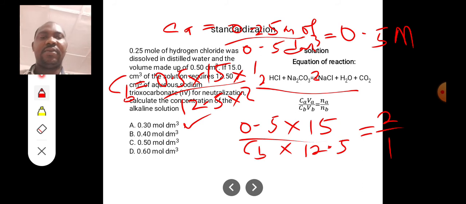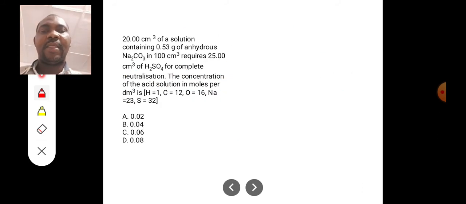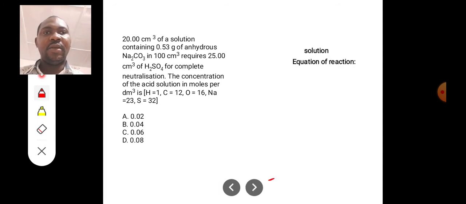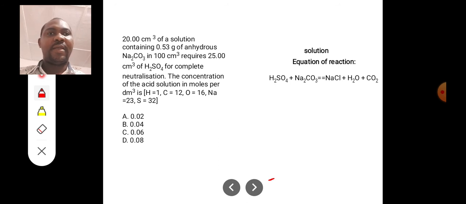This is quite easy. Now the next here, we have 20.0 cm cube of a sodium solution containing 0.53 gram of anhydrous sodium carbonate in 100 cm cube. It requires 25 cm cube of H2SO4 for complete neutralization. The concentration of the acid solution in mole per dm cube is, here it is between sodium carbonate and H2SO4. So we look at the equation of reaction. H2SO4 plus sodium carbonate will give us sodium sulfate plus water plus CO2.